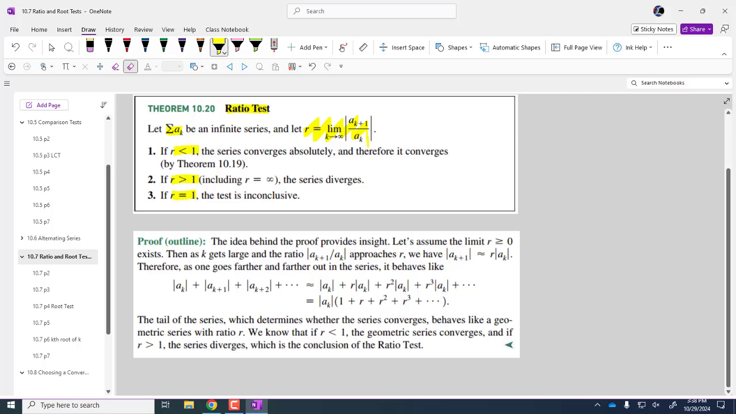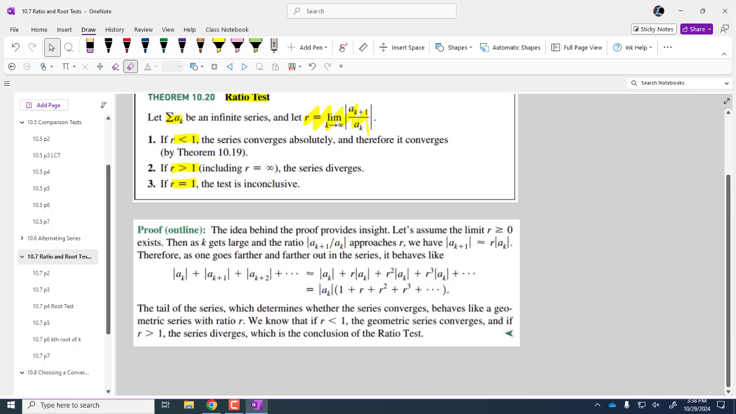So we take this ratio, take the limit, get an R value, and dang, they're using the letter R, which should remind you of what type of series? Geometric. And the conclusion is the same. Less than 1 converges, greater than 1 diverges, equals 1 is inconclusive. So that tells us that we've got this new test, but it behaves a lot like an old test, the geometric series.